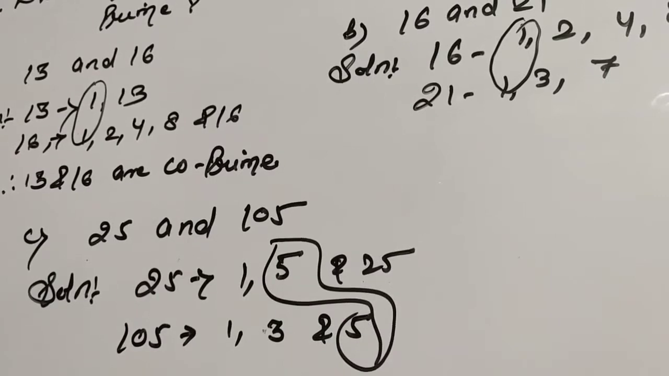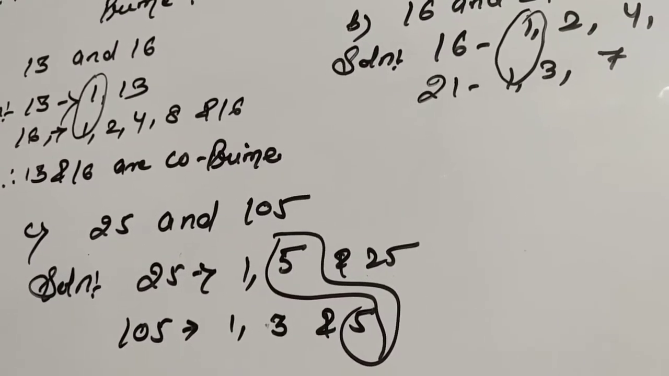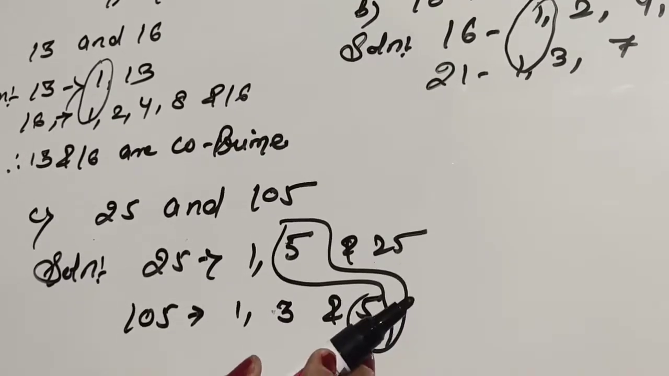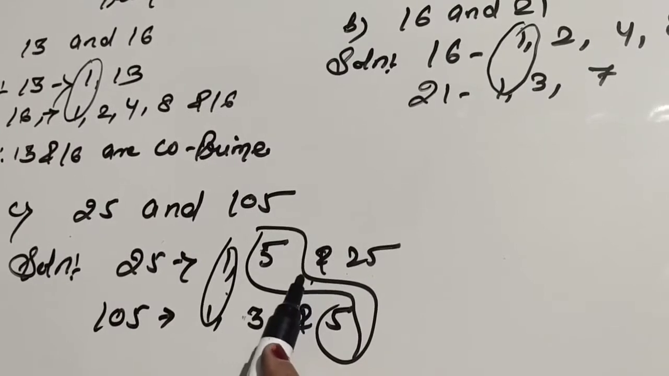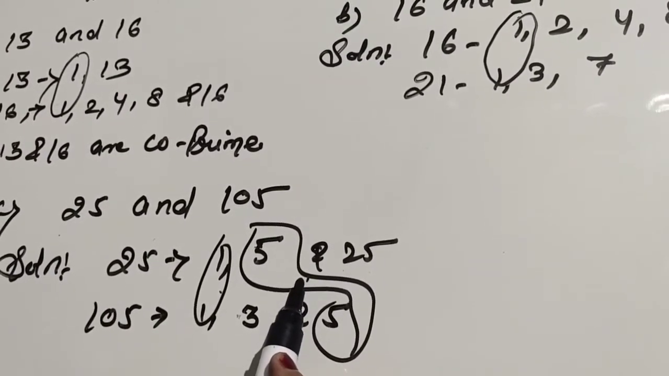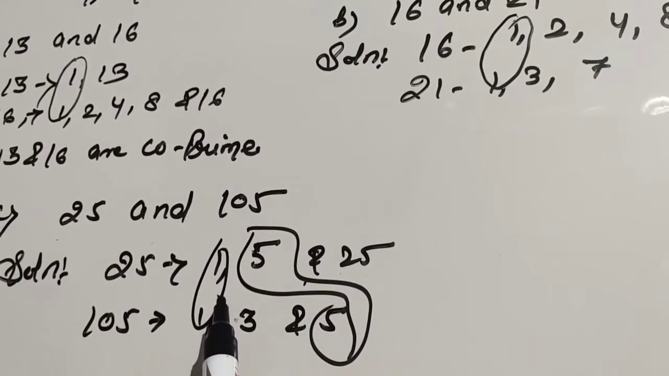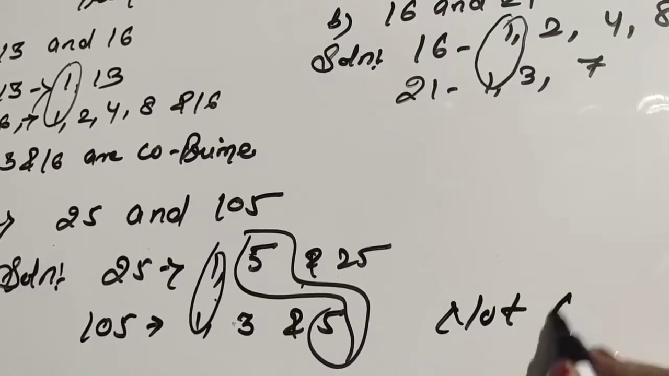You know, if you have a common factor in any numbers, it means it is not a co-prime pair. Understood? Again I repeat, 5 is a common factor other than 1. It means 25 and 105 are not co-prime. Understood?